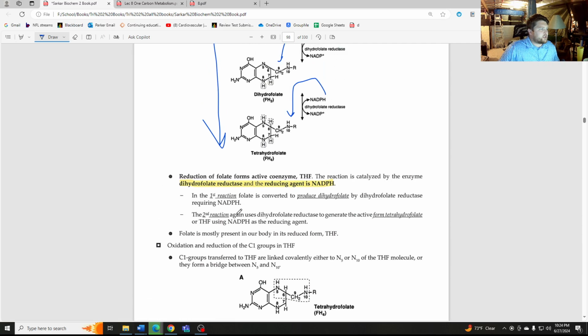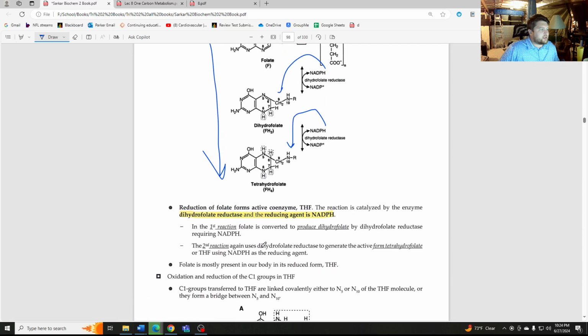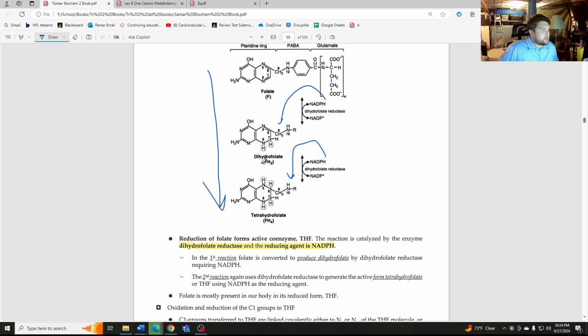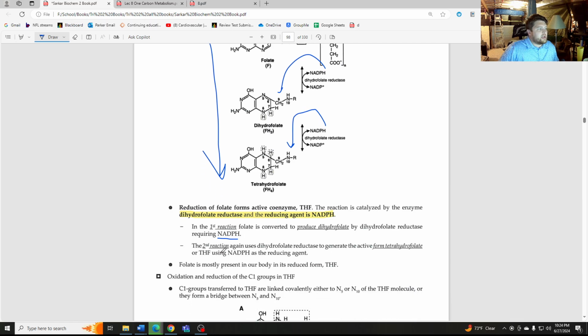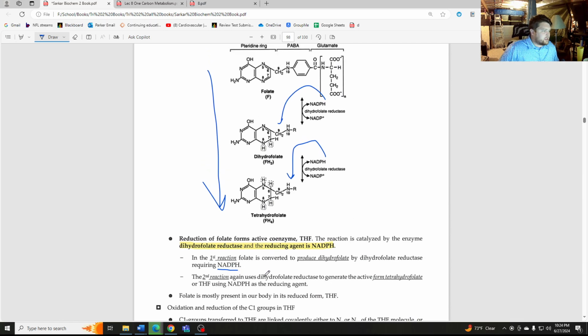So in the first reaction, the folate is converted to produce dihydrofolate by dihydrofolate reductase, which requires an NADPH. The second reaction again uses the same enzyme, so make sure we know that enzyme, to generate the tetrahydrofolate using the NADPH as the reducing agent.